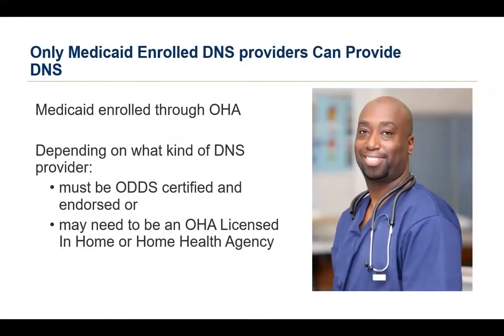We also want to mention that only Medicaid enrolled direct nursing service providers can provide direct nursing services. You have to be enrolled through OHA, and you have to be either certified and endorsed if you want to become a direct nursing service agency, or you may need to be an OHA licensed in-home or home health agency. So how do you become Medicaid enrolled to provide direct nursing services?